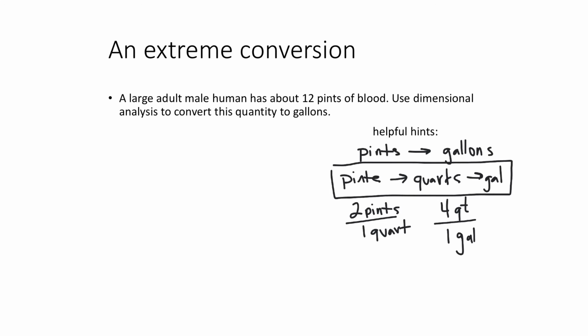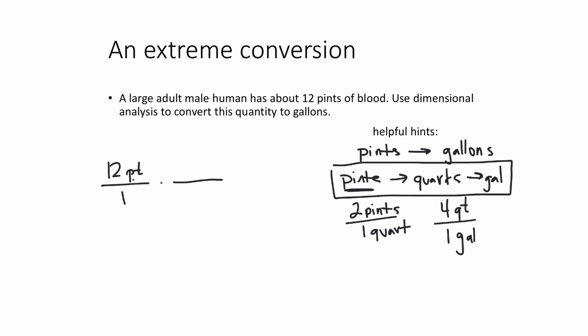So the first one that we're going to write is the fraction of our original, which is pints. So there's 12 pints over 1. And so we're going to multiply to do our first conversion. Our first conversion is going to do pints to quarts.